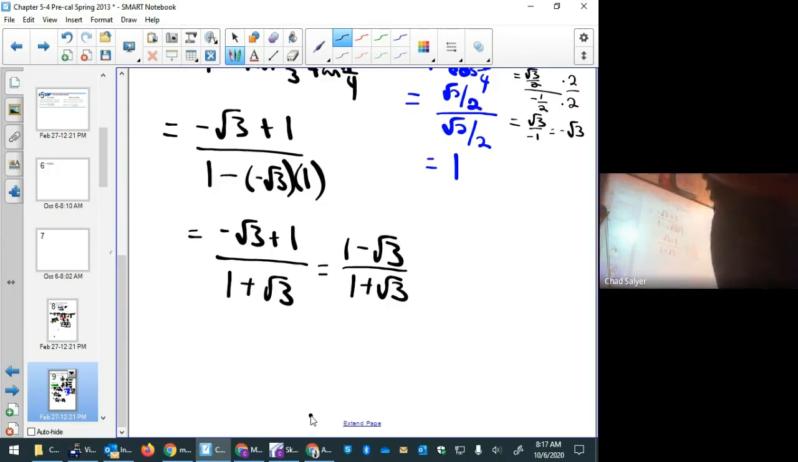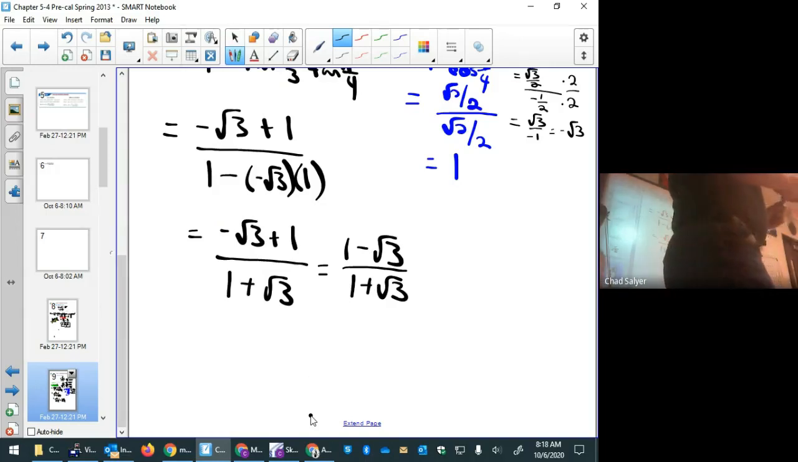The radians, again, can be tricky. You will have a test or a quiz problem on this. And if you don't know the unit circle, it's not going to happen.